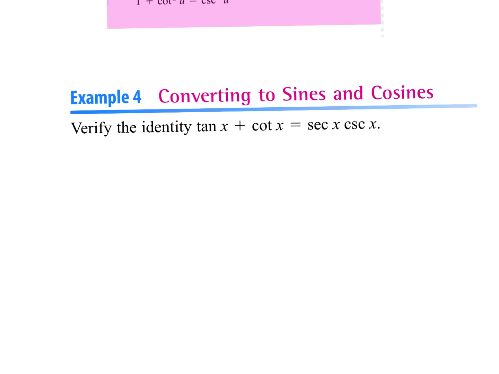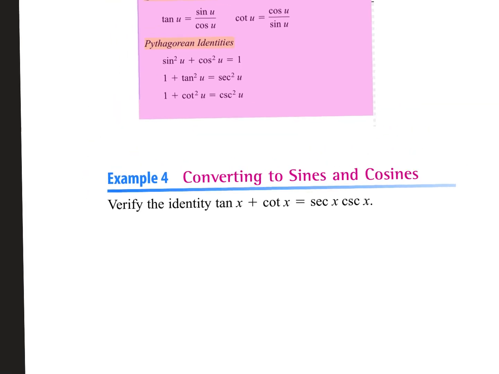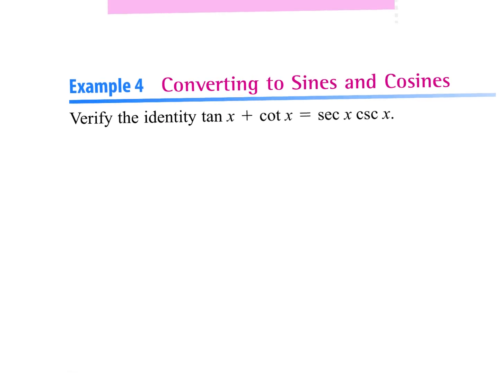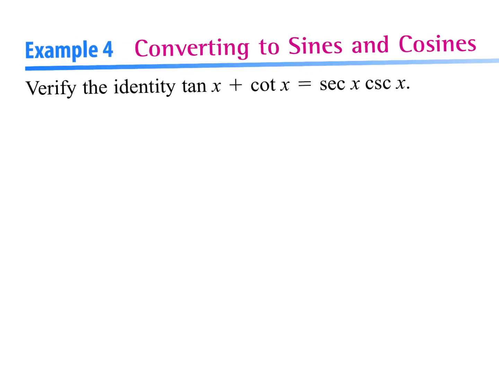So remember, you should have your identities right here in front of you so you can see them. Now it says to verify. They're telling you that the left-hand side of the equal sign is the same as the right. You're showing me why. So we're going to go ahead, do our little T-chart. Remember, we want to find the side that's the most complicated. Which side looks more complicated? Tell me which side is more complicated.